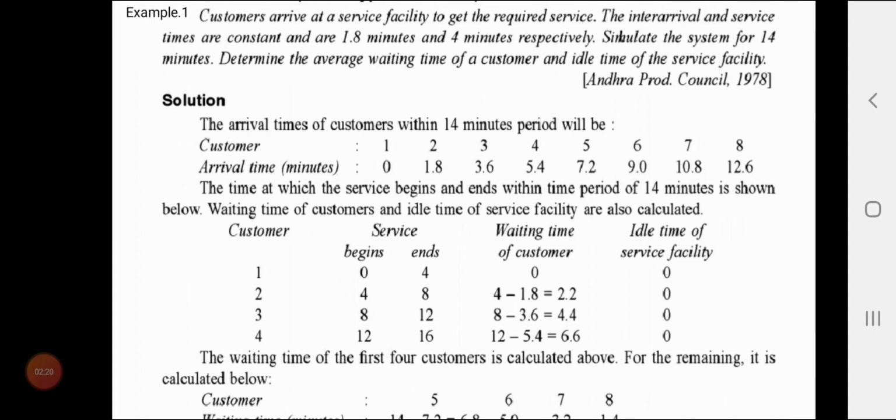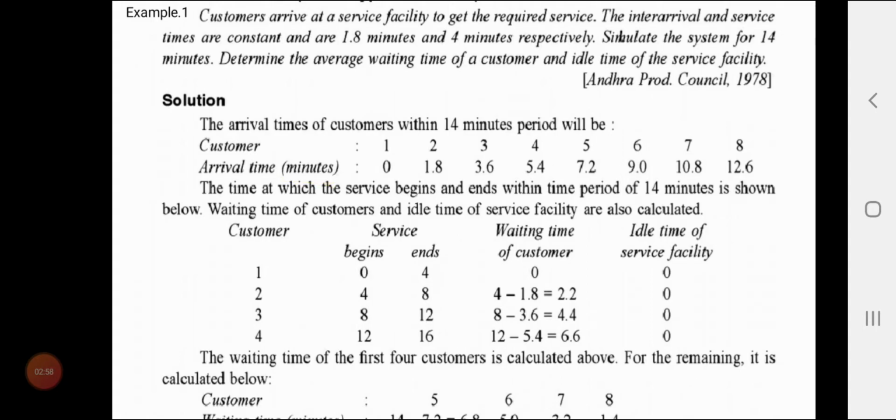So let us go to the solution. Note down: the arrival time for customers within the 14 minutes period will be as follows. Write down here, customers. There are n number of customers, let us say customers 1, 2, 3, 4, 5, 6, 7, 8. In the question it is not given how many customers are arriving there, but it is given that the arrival interval is fixed.